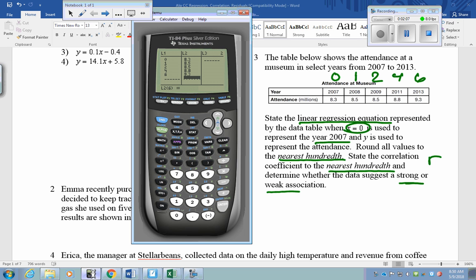So we need the linear regression equation. So I'm going to go to Stat and then Calc. And 4 is linear regression. Sometimes they ask for exponential, which would be down here under 0. For this one, I'm going to choose 4.